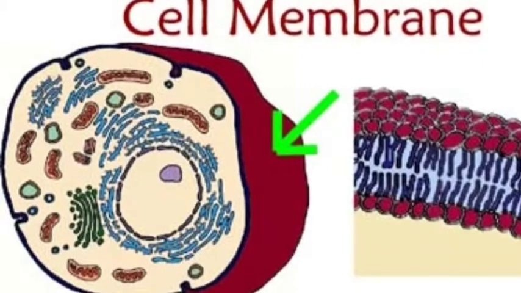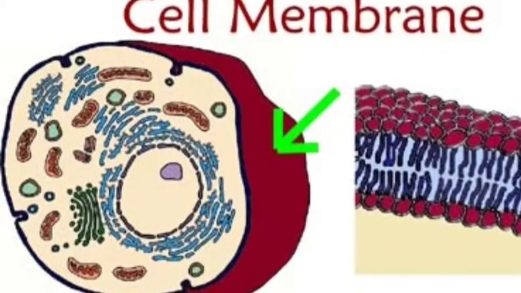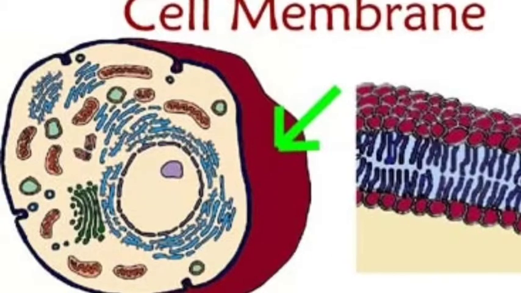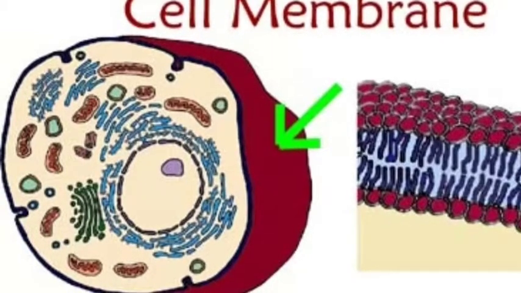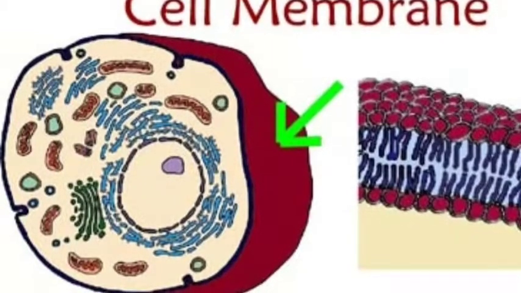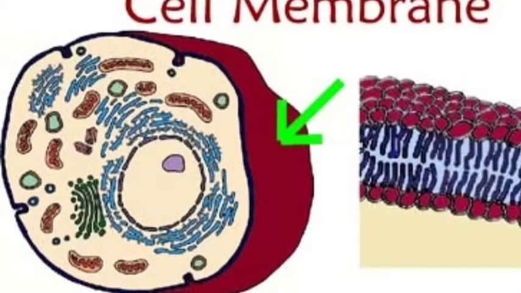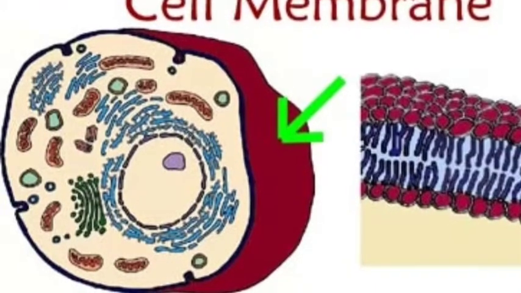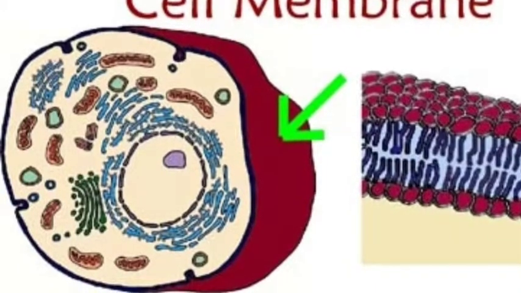The first organelle we will be looking at is the cell membrane. The cell membrane is a barrier between the outside world and the rest of the cell. It also plays a key part in holding the cell together. Let's go to the school.